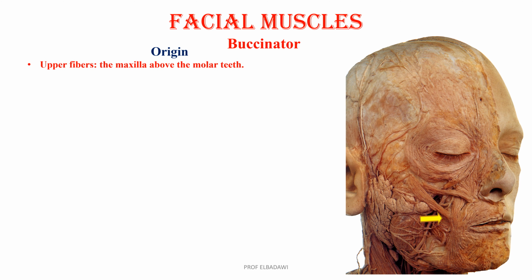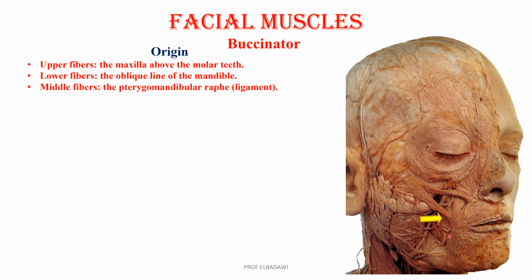That muscle originates by three fibers: upper fibers from the maxilla above the three molar teeth, lower fibers from the oblique line of the mandible, which is also lower, below the lower three molars, and middle fibers from the pterygomandibular raphe, which is attached between the pterygoid hamulus of the sphenoid bone to the mandible and the posterior part of the mylohyoid line. So it extends in a line between the skull and the mandible, the pterygomandibular raphe.